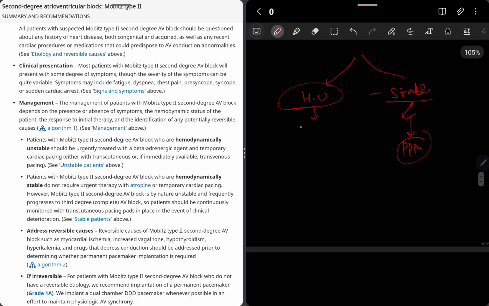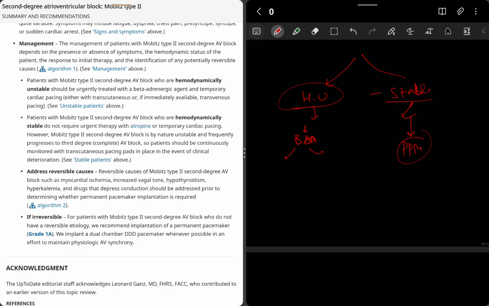Whatever the cause, first you have to give a beta adrenergic agonist, isoproterenol. You can give epinephrine, you can give dopamine or dobutamine. Dopamine is to be given in the state of hypotension, whereas dobutamine is to be given in the presence of heart failure.